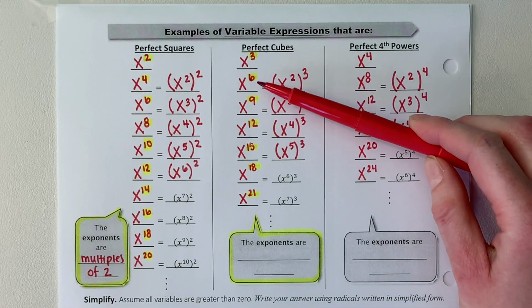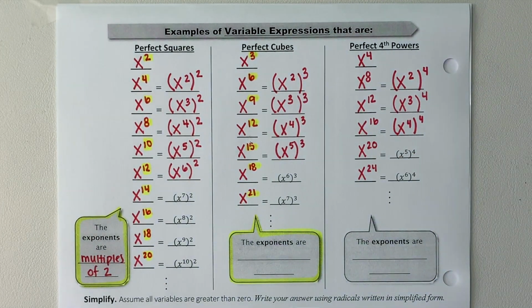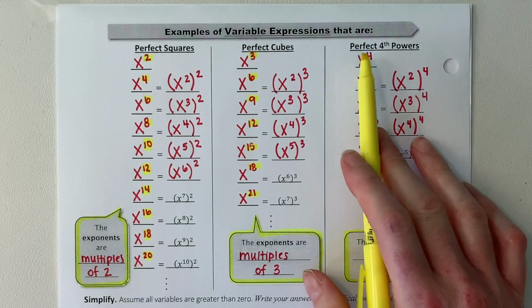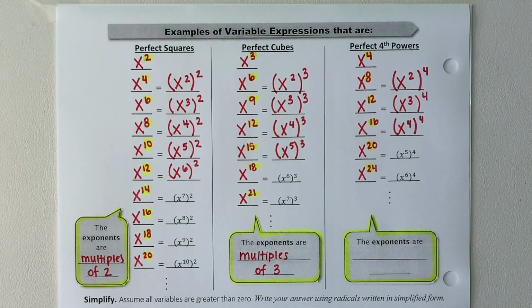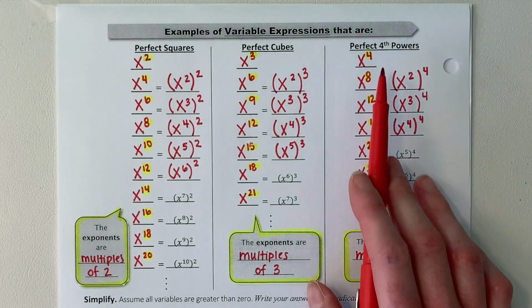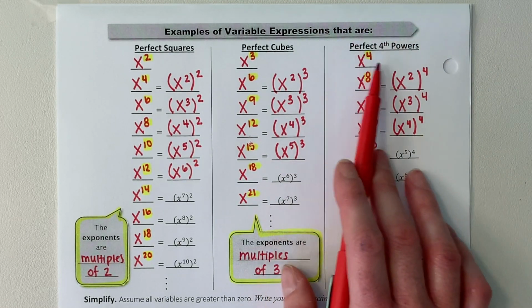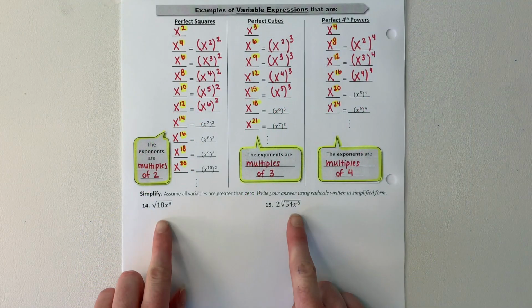Next, let's examine the exponents on our perfect cubes. We've got 3, 6, 9, 12, and so on. For variables that are perfect cubes, the exponents are always multiples of 3. So if you have a variable and its exponent is a multiple of 3, you'll know that it's a perfect cube. Lastly, for our perfect fourth powers, all of the exponents are multiples of 4. So if you have a variable and its exponent is a multiple of 4, you'll know that that variable is a perfect fourth power. Let's look at these two examples.